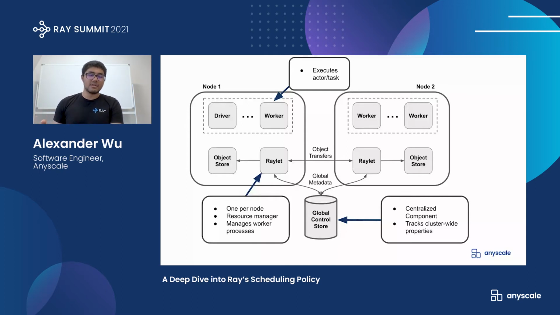And then finally, there's a global control store, and you can think of this as the single central process in Ray. Because it's centralized, we're going to want to make sure that we're careful to not introduce a lot of bottlenecks here and keep it out of the critical path of scheduling. But it is a really convenient place to track cluster-wide properties and things like that.